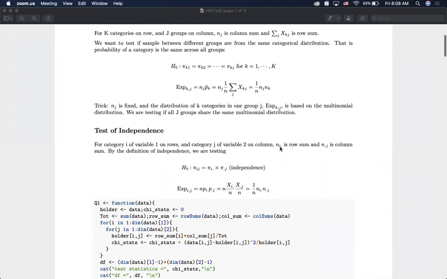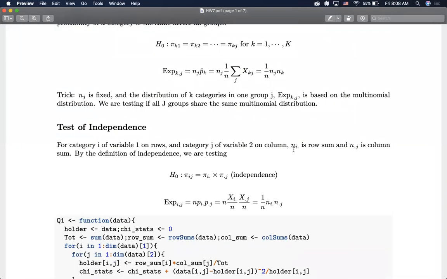So n i dot is the row sum. Whenever you see a dot, that's the sum over that either row or column. So n dot j is the column sum, where we sum across different i. So that's the column sum.